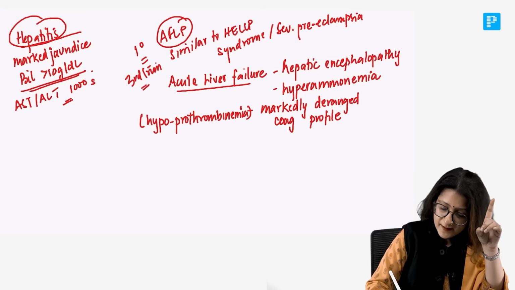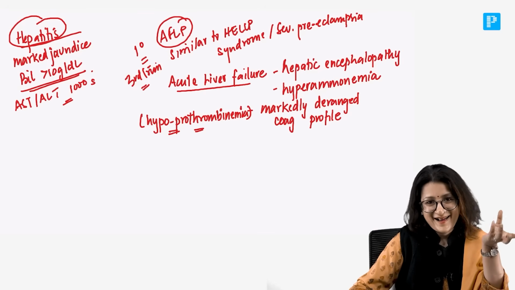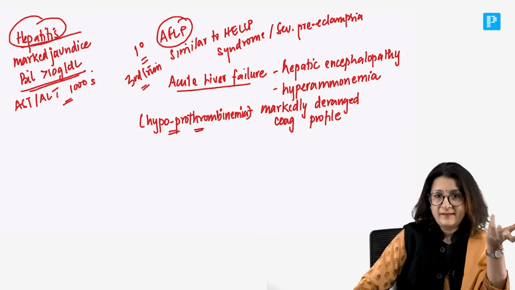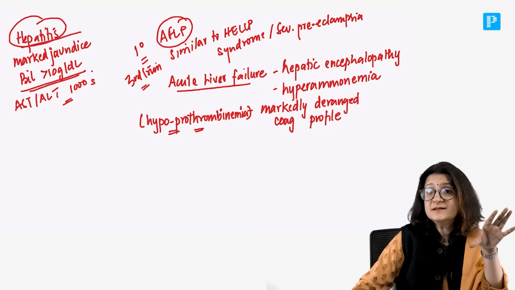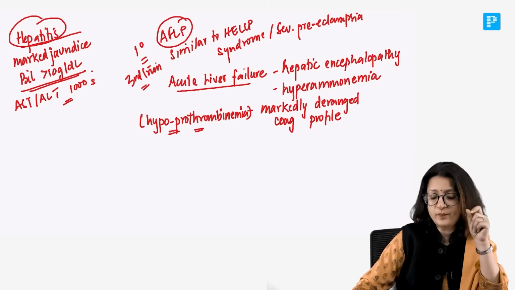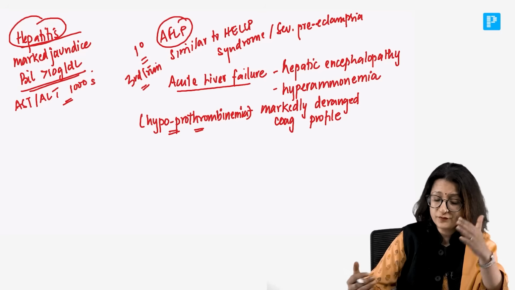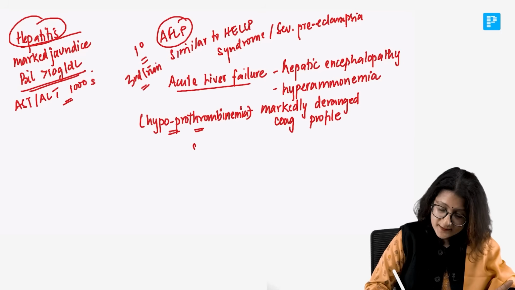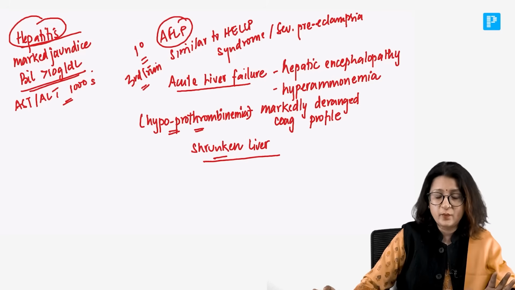See, liver is the one responsible for producing prothrombin, right? And if liver is failing, then the production of these procoagulants is affected. So hypoprothrombinemia, markedly deranged coagulation profile, right? So if you see this, then it is acute fatty liver of pregnancy. It is also associated with shrunken liver. So these are some of the key pointers.